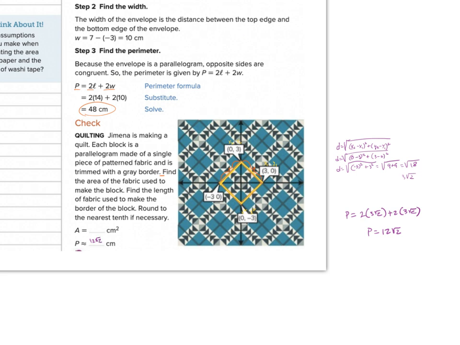And then if I wanted to find the area, length times width equals my area. So I would have 3 square root of 2 times 3 square root of 2, which is going to be 9 square root of 4, which is the same thing as 9 times 2, or 18. There we go, 18. And that is using those properties, coordinate plane, distance formula, etc.